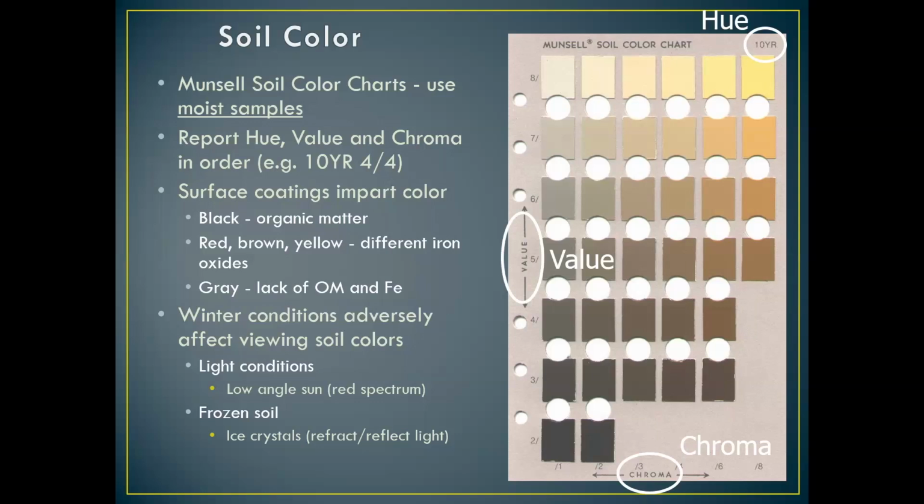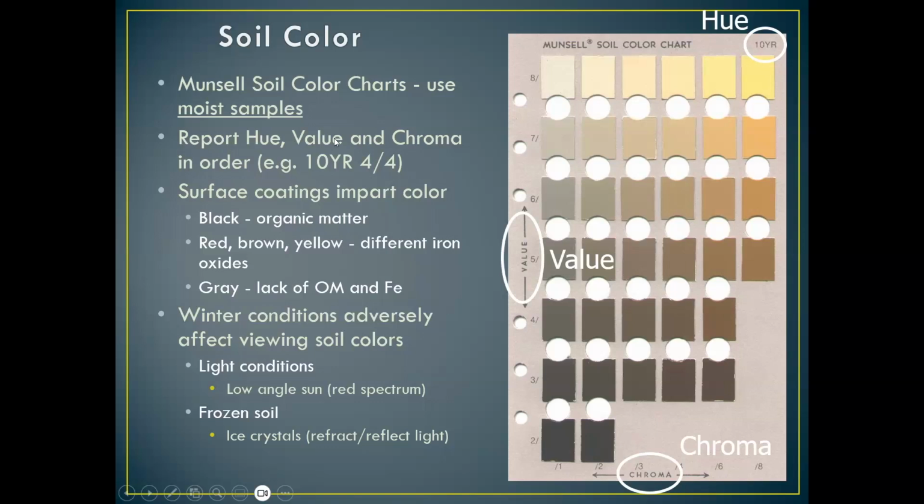So the way we report this is hue, value, and then chroma. When we write it that way, we do the hue, the 10YR, the value, 4, and a chroma 4, and we put a slash in there. So a 10YR 4 is the 10YR page. We're at a value of 4, and we're at a chroma of 4. It's sort of hidden under the circle here, but that would be this color chip right here. So that is the 10YR 4.